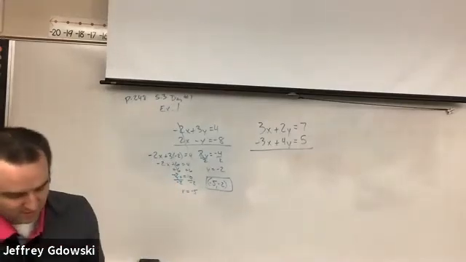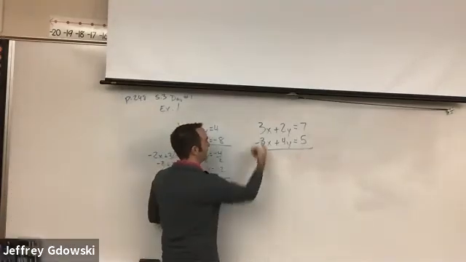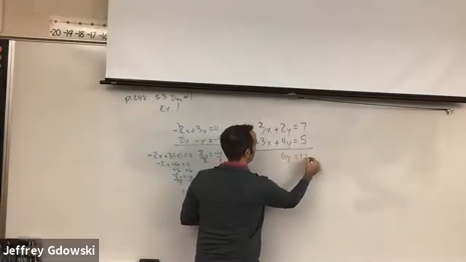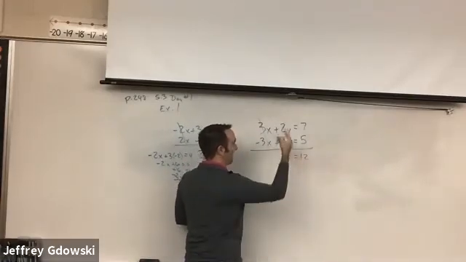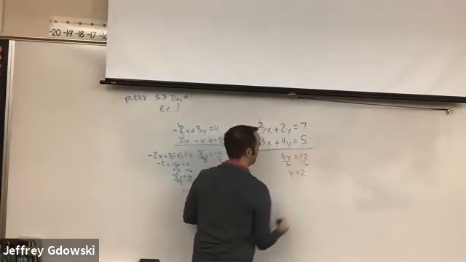All right, a lot of good answers there. So let's take a look. We add straight down, right? X's are going to cancel. That gives me 6y is equal to 12, right? We're adding straight down. So we divide by 6. We know y is going to be equal to 2.